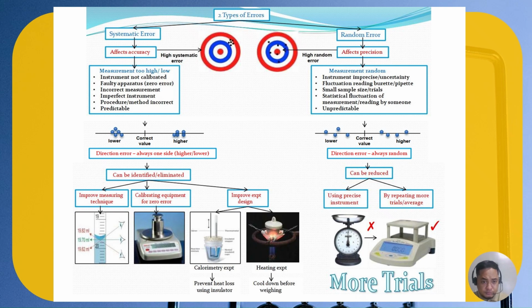Okay, so we all know that in order for you to lessen the random error, you have to do repeating trials and get the average. And you have to use the precise instrument. On the other hand, systematic error will be lessened if you improve your method, your design, and you calibrate equipment to zero before you start the experiment, and improve your measuring technique.